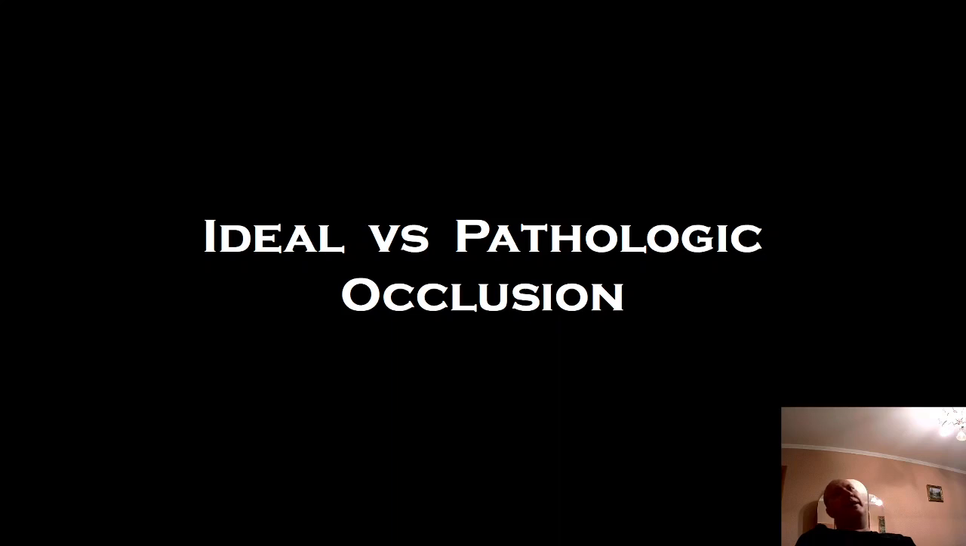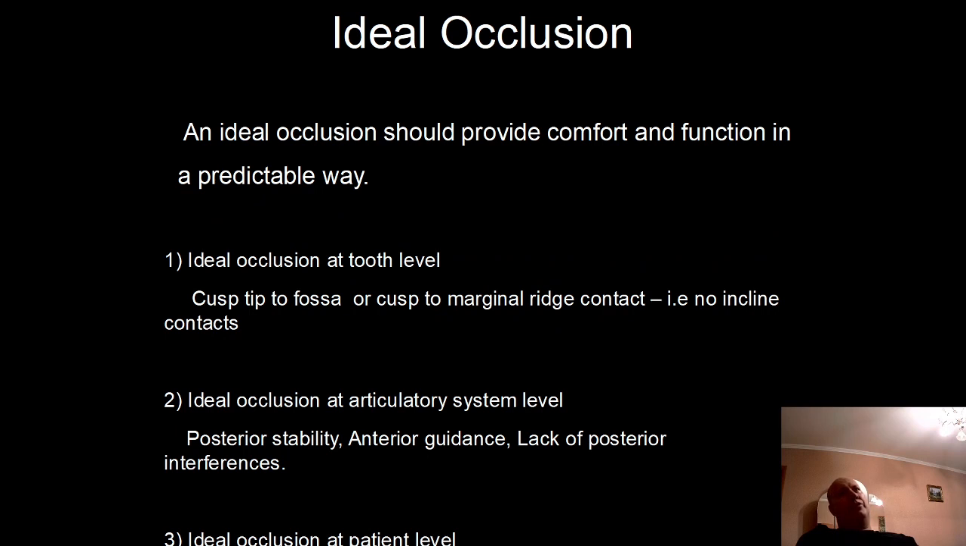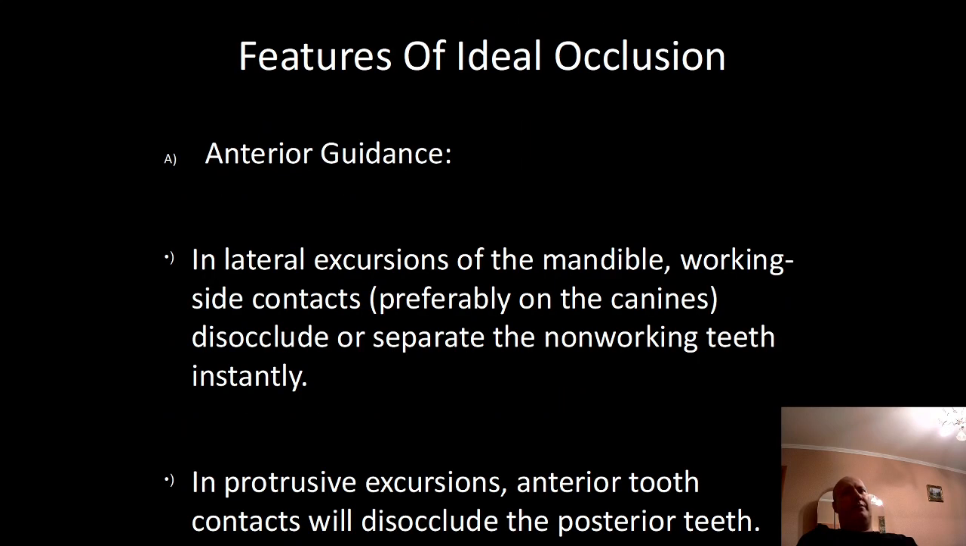Let's see the comparison between ideal and pathologic occlusion. Ideal occlusion should provide comfort and function in a predictable way. Ideal occlusion at the tooth level: cusp tip to fossa or cusp to marginal ridge contact, non-inclined contacts. Ideal occlusion at the articulatory system level: posterior stability, anterior guidance, and lack of posterior interference. And ideal occlusion at the patient's level.